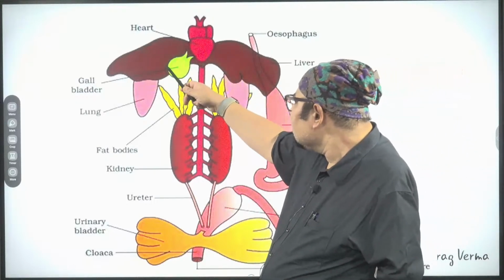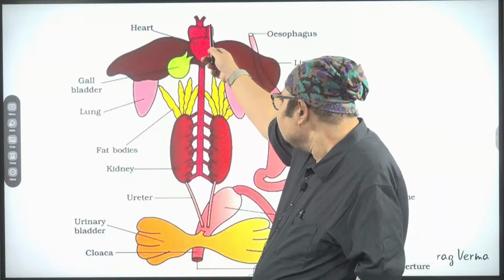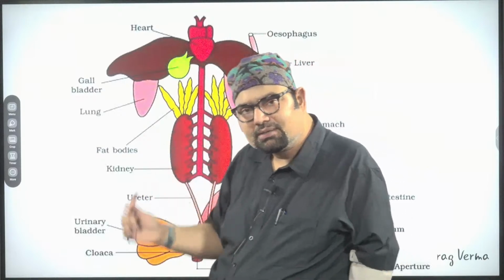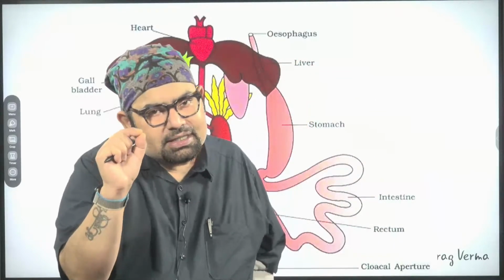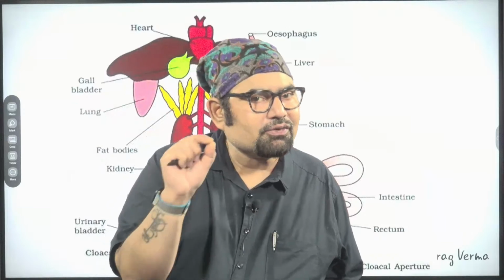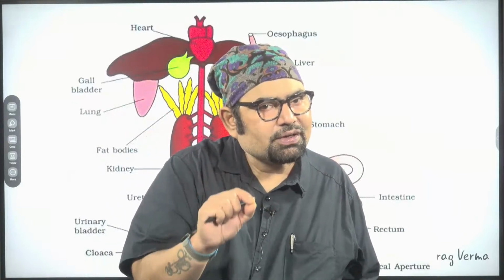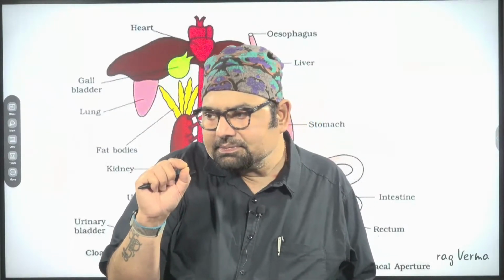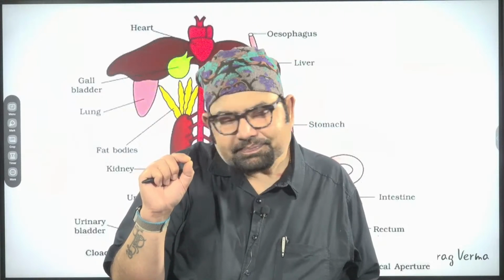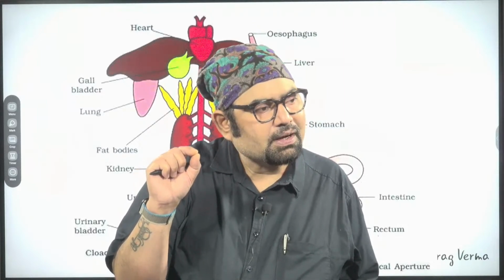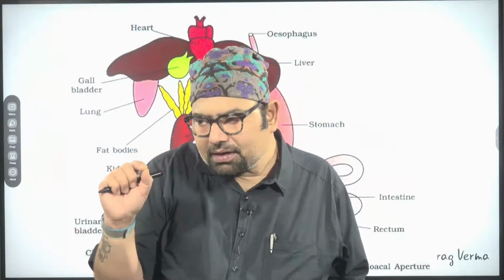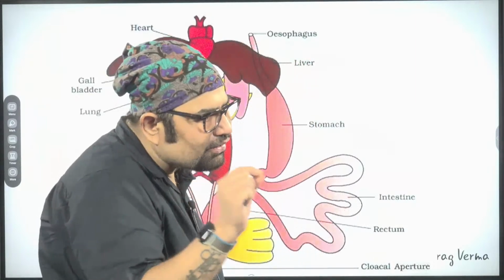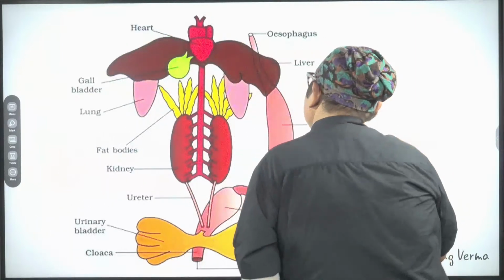One more thing, there are no salivary glands here. Therefore, there is no digestion that begins in the buccal cavity. So if a question comes that digestion begins in which part of the alimentary canal in frog: buccal cavity, esophagus, stomach, or intestine, where does it begin? Digestion of food begins in which part? In the stomach. Digestion begins in the stomach and not in the buccal cavity. Very important.